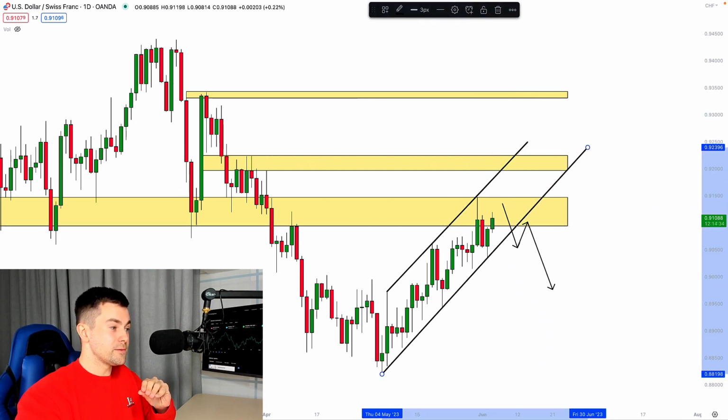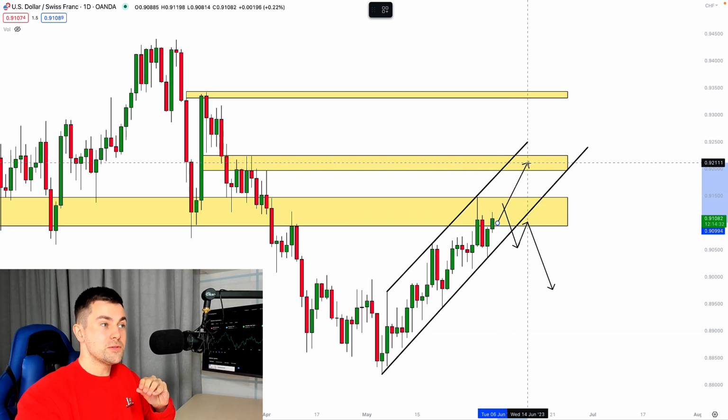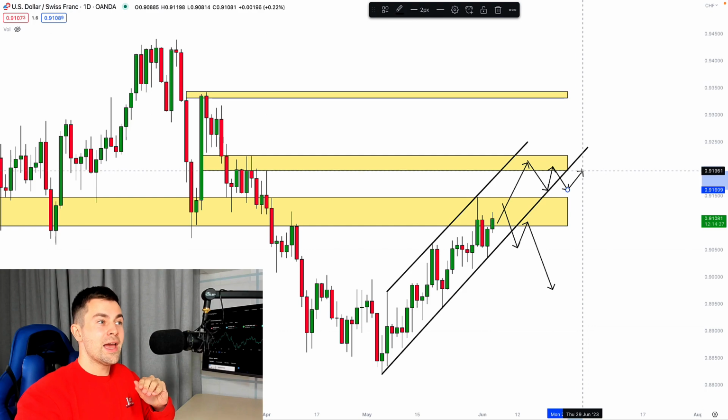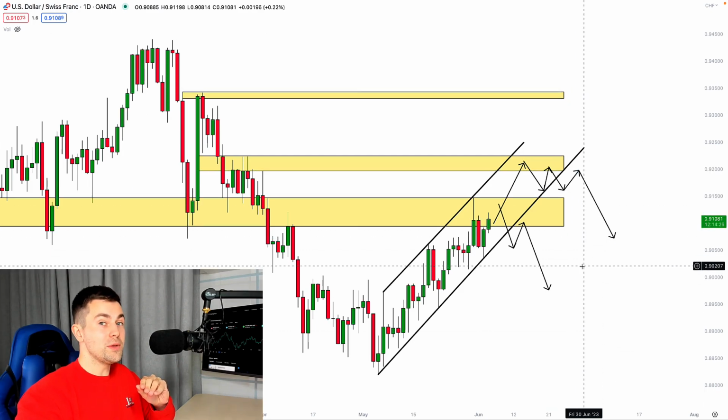So if the price goes higher now and reaches that resistance, again, you wait for the test of the support of the flag and wait for a breakout. That will be your trigger.